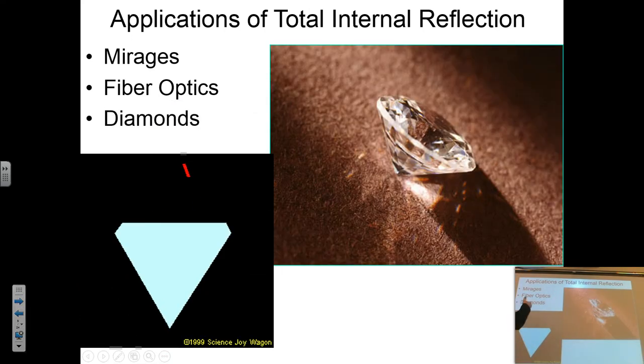Diamonds. Light comes in, totally internally reflects. You'll see off the bottom down here, these two facets. Light refracts, comes in, refracts, totally internally reflects, and then refracts back out, giving them that sparkle.